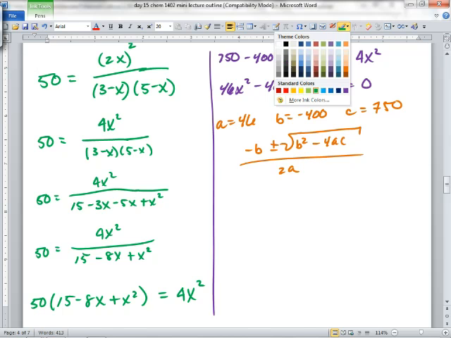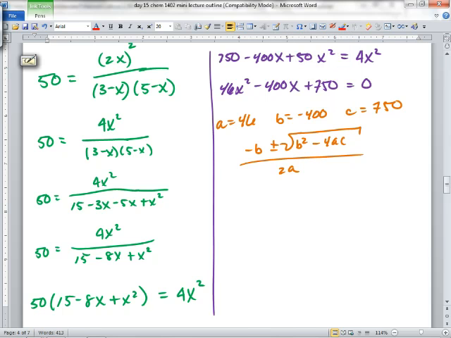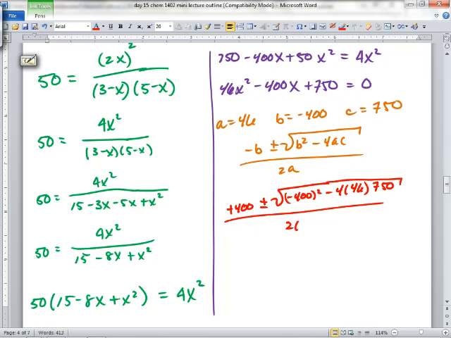So, different color here. Negative b, that's going to be positive 400 plus or minus the square root of negative 400 squared minus 4 times a, which was 46, times c, which was 750, all over 2 times 46.